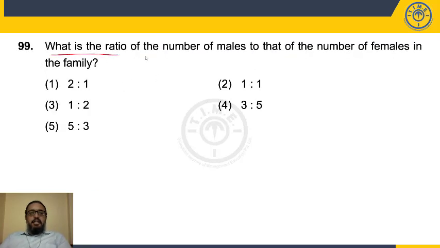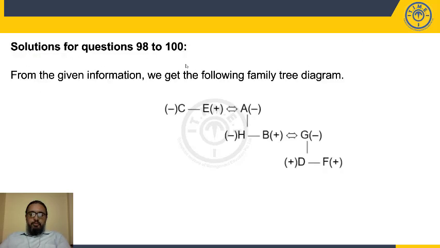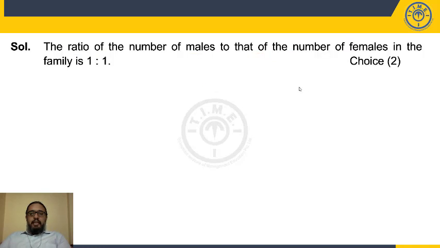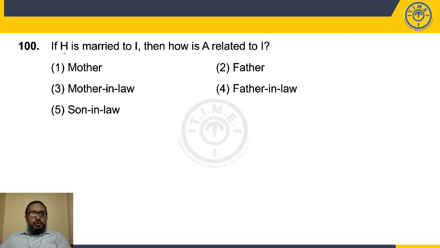Next, what is the ratio of the number of males to that of the number of females in the family? So males to females ratio. We have 1, 2, 3, 4 males and 1, 2, 3, 4 females. So 4 is to 4 is 1 is to 1. Second option. Choice 2. The last question.